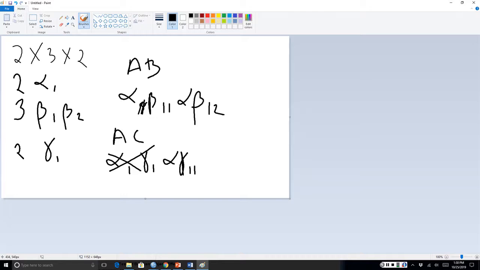Okay, and then we need the BC interactions. So for the BC interaction, we need every combination of the betas and the gammas. So that's beta gamma 1,1, and beta gamma 1,2. Sorry, 2,1. Ooh. 2,1, because there's beta 2, gamma 1.